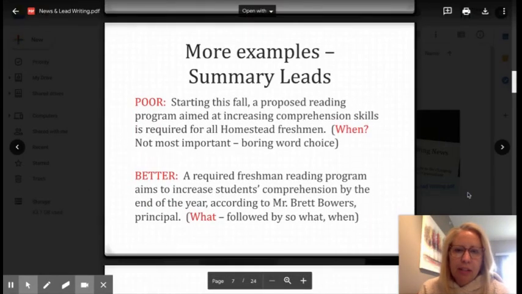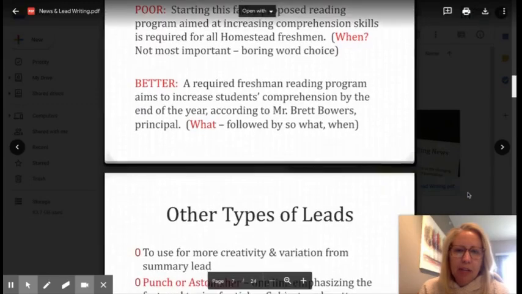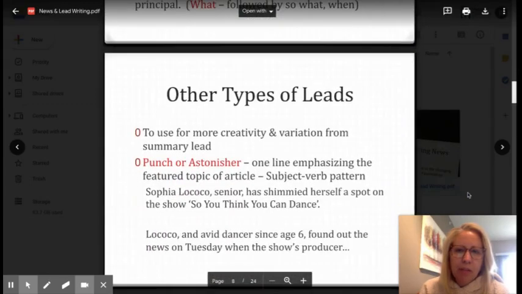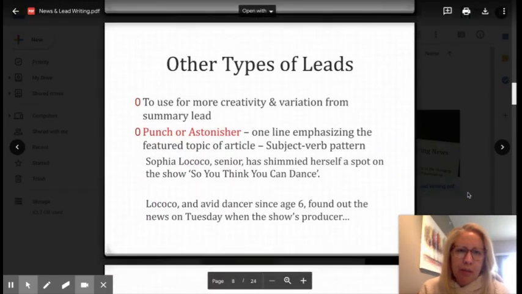Here are some other examples, and I'll put this slideshow in there for you. That's just another summary lead. Another type of lead is what's called a punch or an astonisher lead. This is if you are reporting about something that's not somber or serious, like you wouldn't want to use this for coronavirus, most likely, for example. This is a more lighthearted, kind of fun feature type lead.